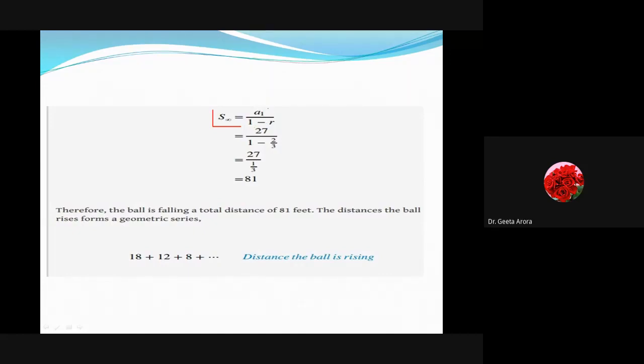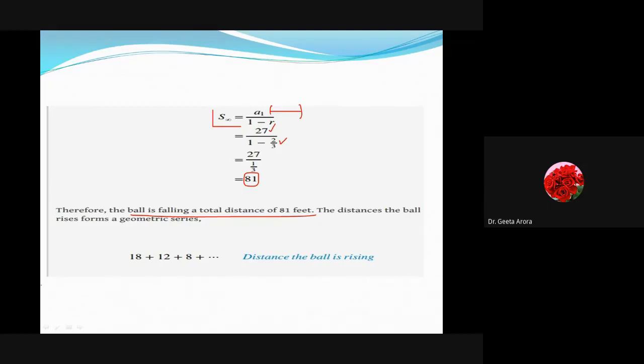Earlier, when it is finite, it is a1 multiplied by the whole of 1 minus r^n, divided by 1 minus r. But now since we have taken it as infinite, this term is not coming, and we are taking S infinity equal to a1 divided by 1 minus r. So we know the value of a1, we know the value of r. On simplification, we are getting the value as 81, which is the total distance traveled by the ball.